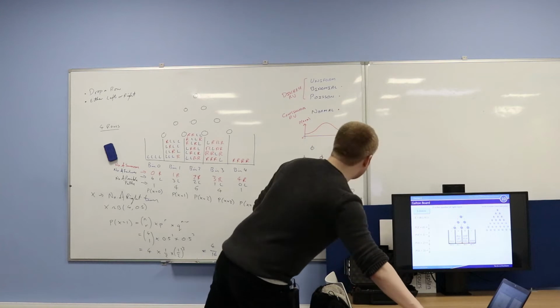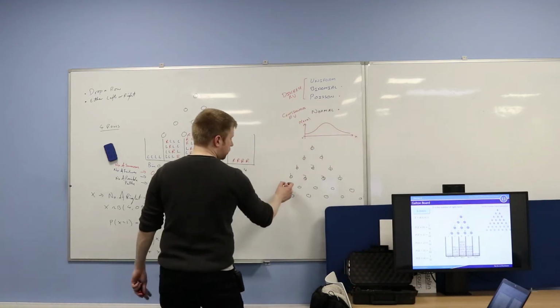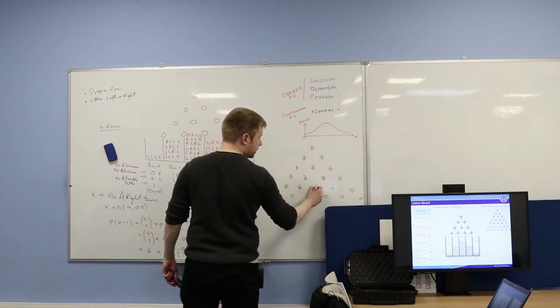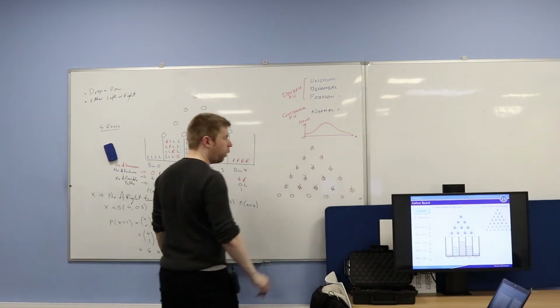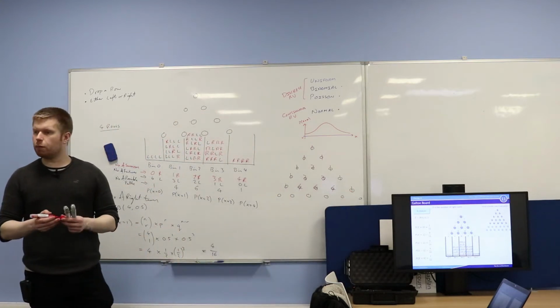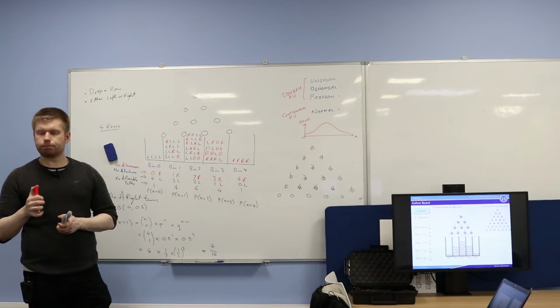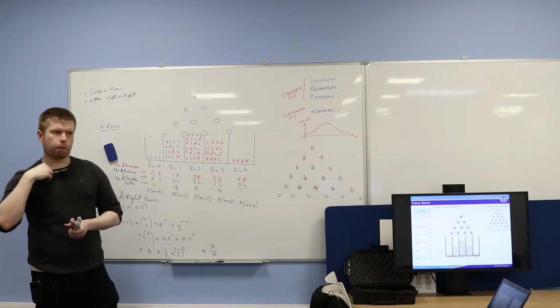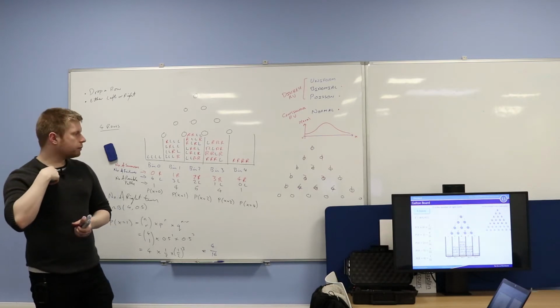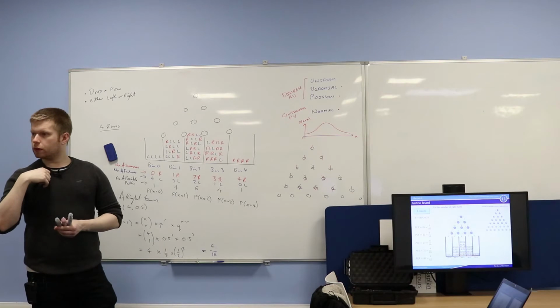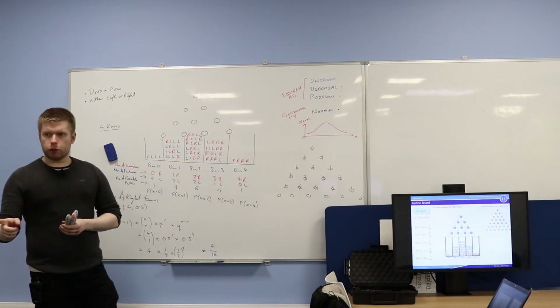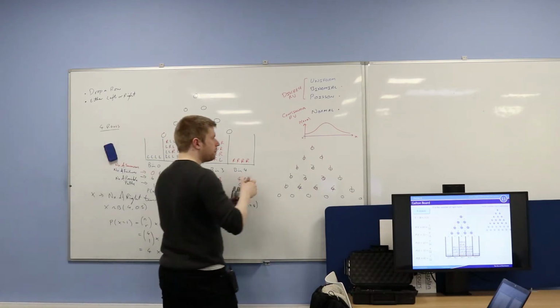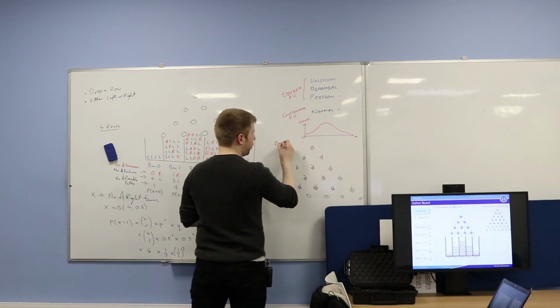If I think about the next row down, well, I've actually already done this one. It's going to be 1, 4, 6, 4, 1. Does anybody recognise these numbers which I'm drawing in red? Anybody recognise them? It's not the normal distribution yet. So these numbers here are something called Pascal's triangle.